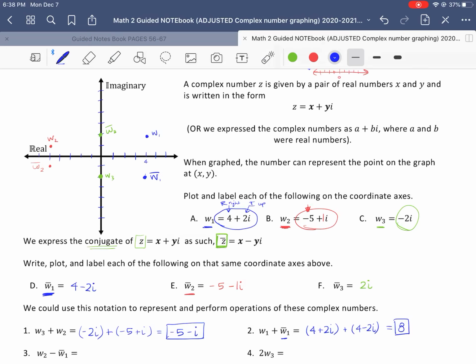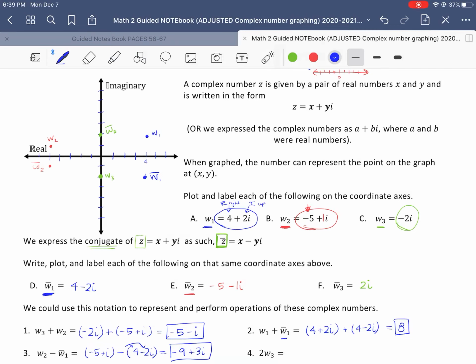W2 minus the conjugate of W1, so again, if we take W2, we've got negative 5 plus i. We subtract the conjugate of W1. So again, you can find that above if you've forgotten. It's 4 minus 2i. And this one's subtraction, so just remember, make sure you apply that negative as you subtract. So we've got negative 5 minus 4, be negative 9 for our real number piece. And we've got i minus a negative 2i, which is really i plus 2i, so this would be plus 3i.